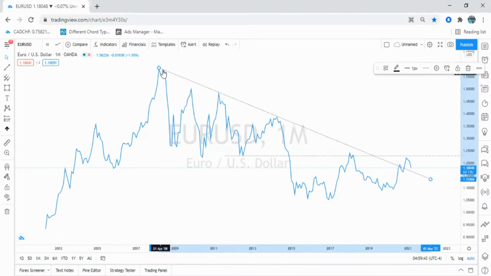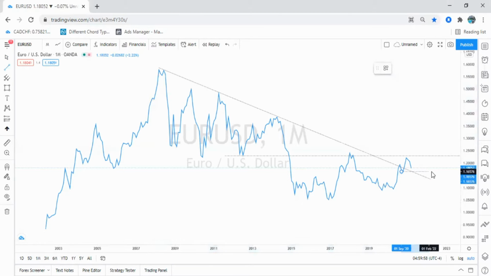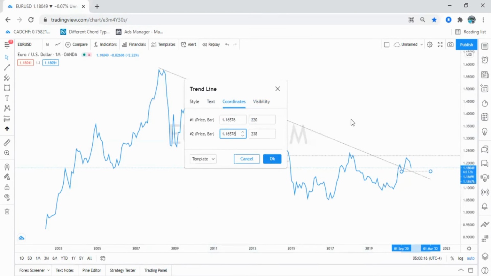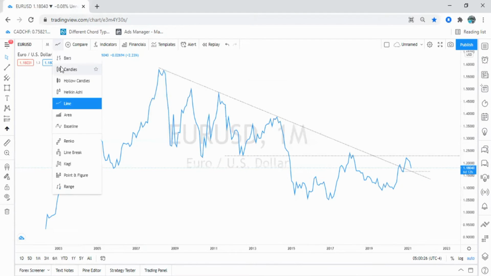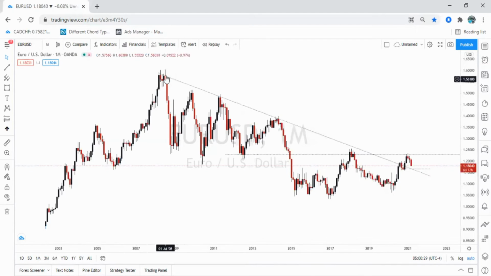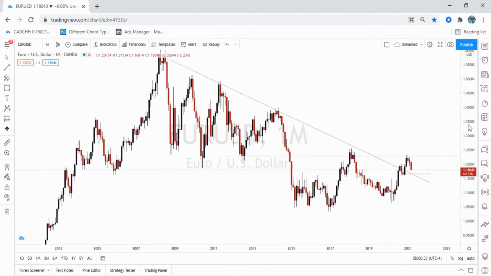So we get one touch to the trend line, second touch to the trend line, third touch to the trend line. We recently got a false breakout, right? This movement right here. Now we're expecting a retest to this trend line. So if you converted it, here's your trend line, right?